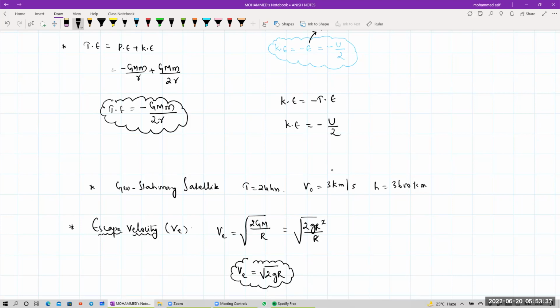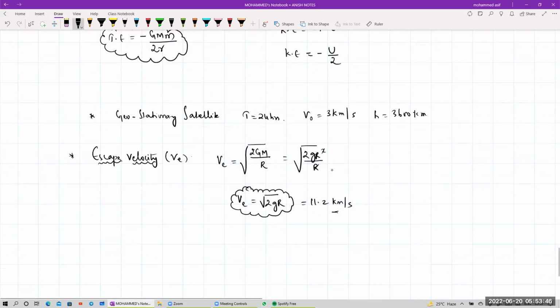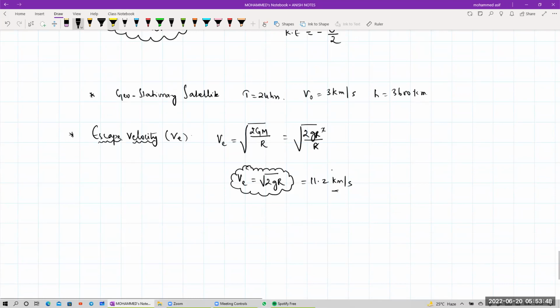So escape velocity is under root of 2gR. The value of this is 11.2 kilometer per second. Very important formula: escape velocity in terms of small g and escape velocity in terms of capital G, capital M. Small g is equal to capital G, capital M divided by R square, so capital G, capital M equals g into R square. I substituted that value here, and that is the reason I got escape velocity as under root of 2 times g into R.